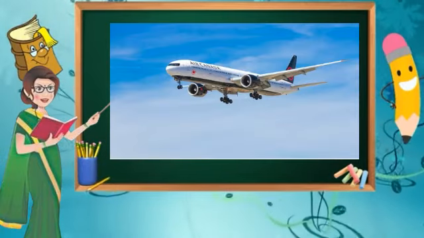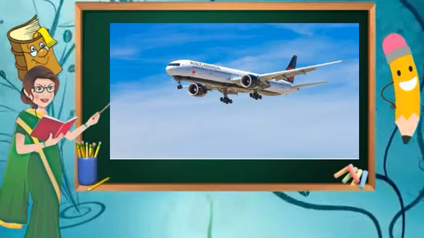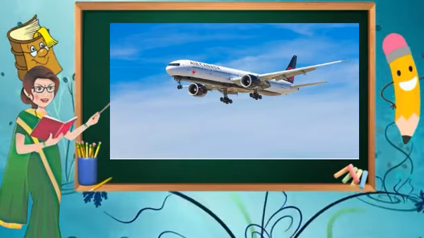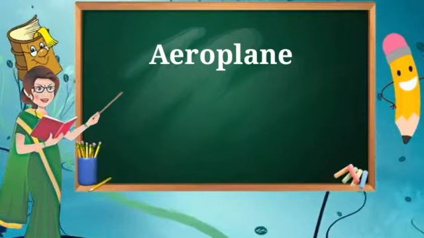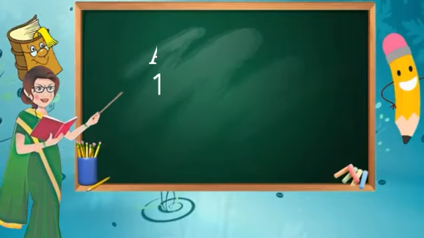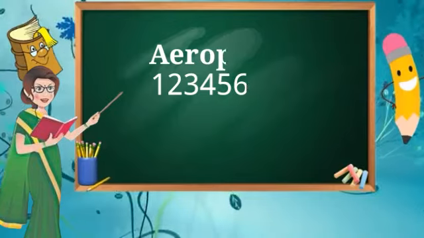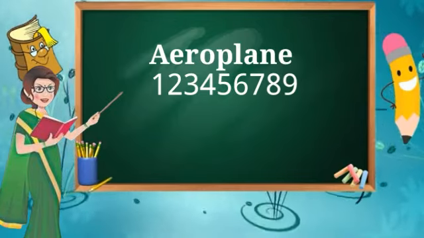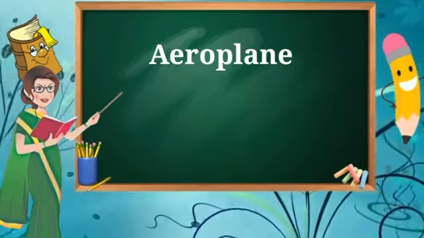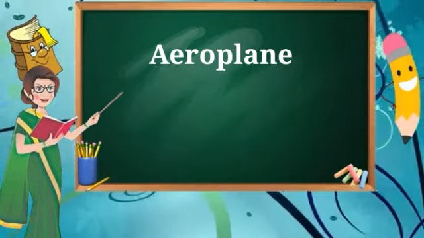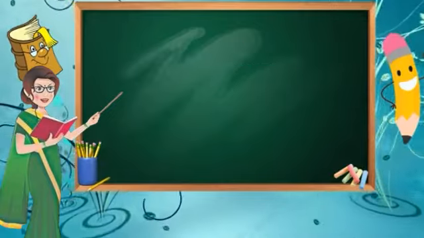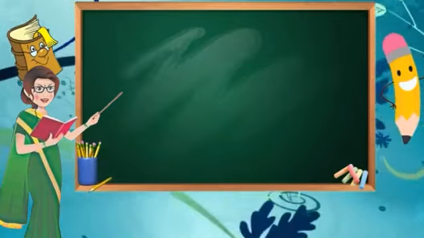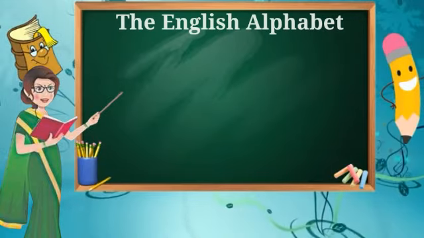Now tell me, what do you see in this picture? Yes, it is an aeroplane. Now count the letters. Yes, 1, 2, 3, 4, 5, 6, 7, 8, 9. So, there are 9 letters in the word aeroplane. Now, can you guess the topic? Yes, today we are going to learn about the English alphabet.